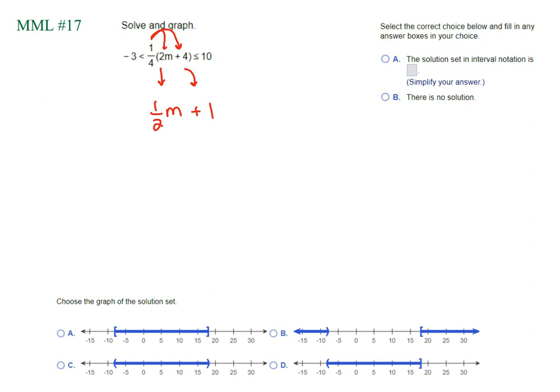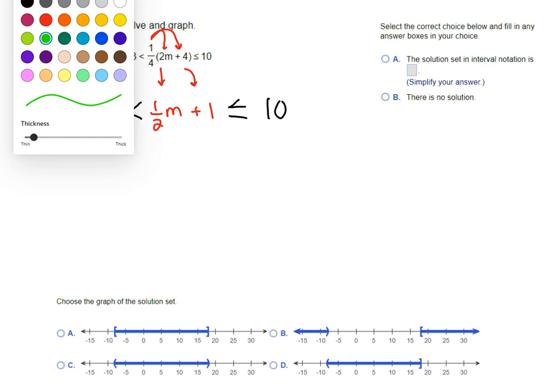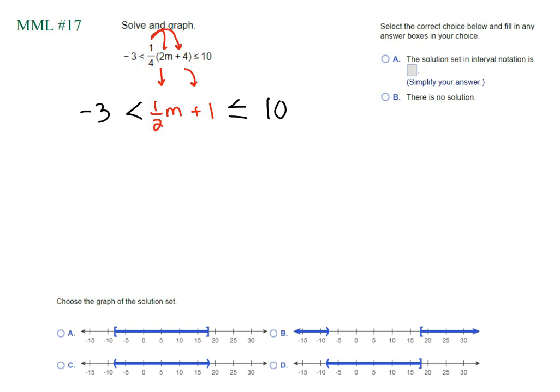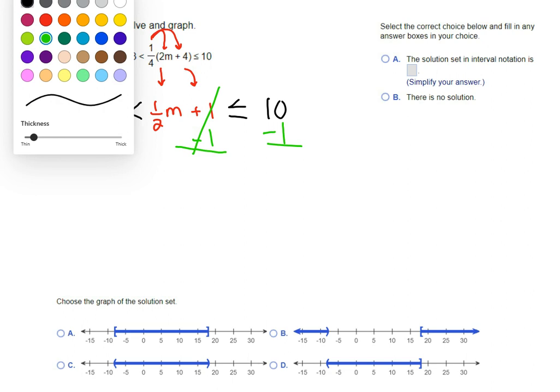Now, you still have the less than sign here and the less than or equal to sign there, and the -3 at this end and the 10 at that end, because all I did was get rid of the parentheses, okay? And then I'm just going to continue, let me get a different color. I am going to solve for m, which is in the middle. So remember, you have to subtract the 1 to cancel it out in the middle, but you'll have to subtract it also at the right end and the left end at the same time.